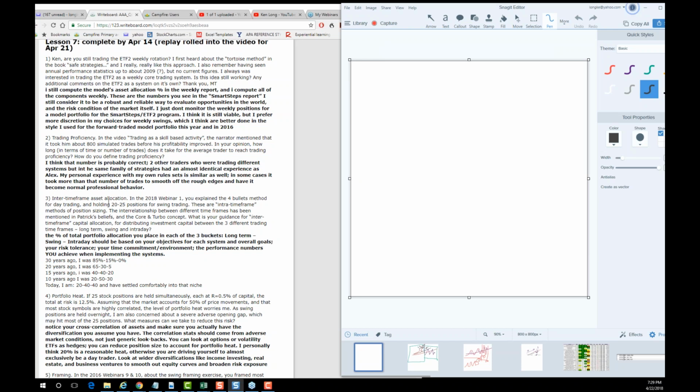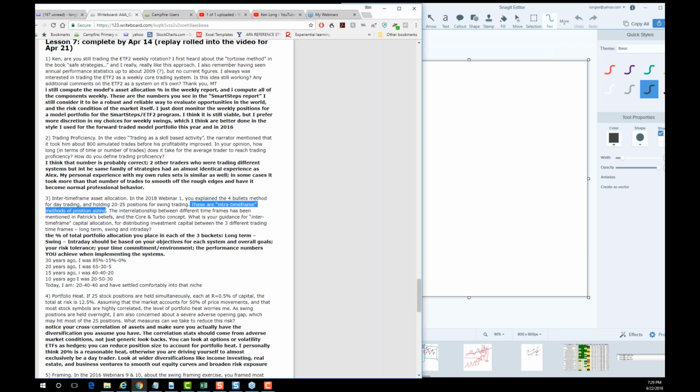So number three, in the 2018 webinar, when I explained the 4 bullets method, and then about holding 20 to 25 positions for swing trading, and these are that shorter time frame methods of position sizing. Correct.